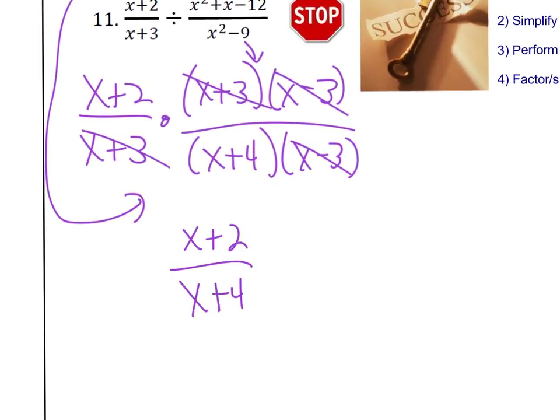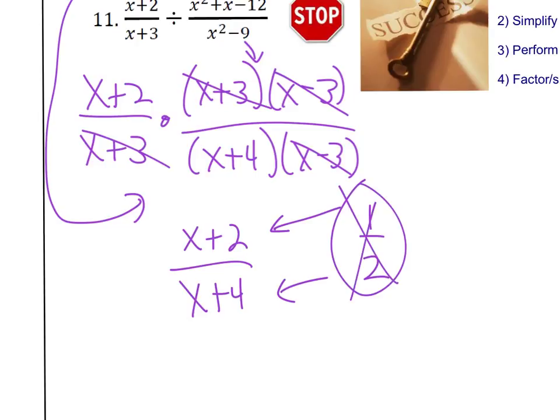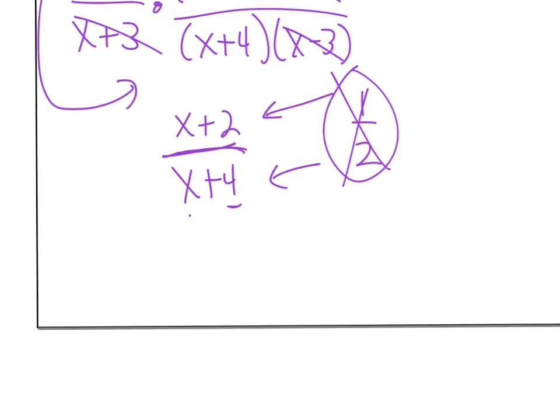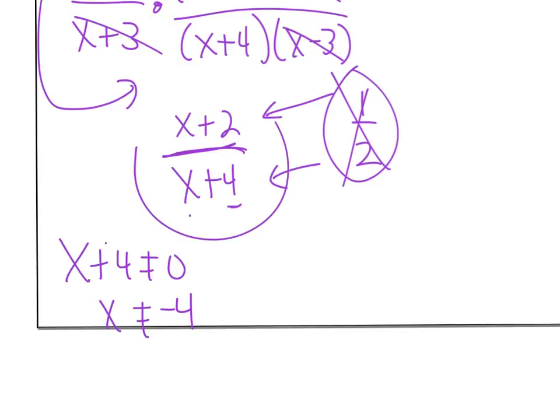over x plus 4. Do not take this and think that you can say, oh, that's 1 over 2. No, that's wrong. The 2 is with the x here, and this 4 is with this x here. So this is my answer. But I do need to say x plus 4 cannot equal 0, so x cannot equal negative 4. Get in that habit of telling me, here's my answer, here's my exclusion.